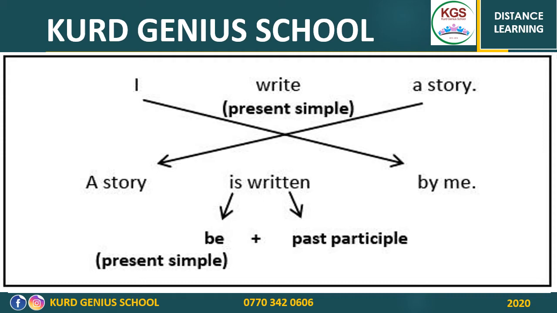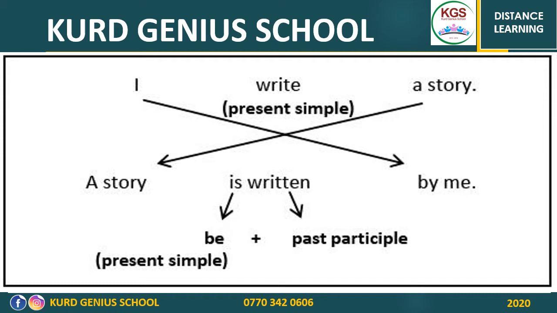Once we identify the object, then you have to put it at the beginning of the passive sentence. Why? Because we said in passive sentences we focus on the object, not the subject. We put emphasis on the object. So a story here is the object. A story means one story, so it's singular. That's why we used is. We use the verb to be in general, but here we used is.